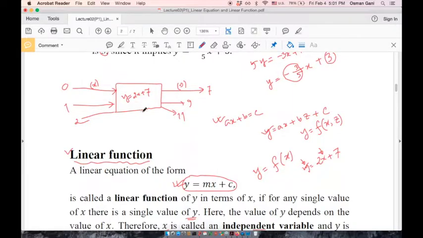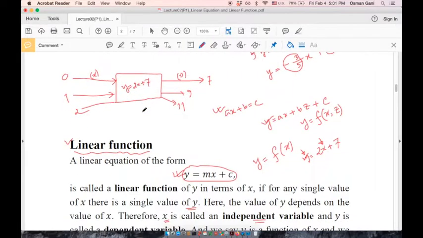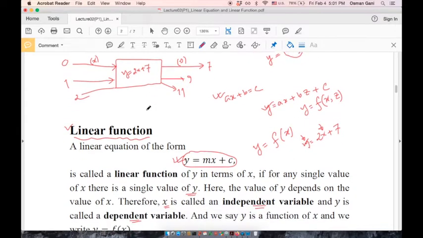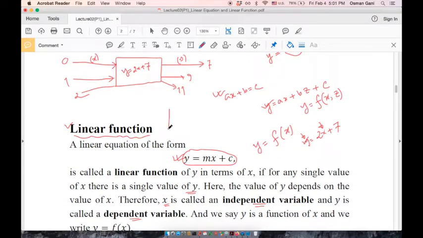You can also define a linear function like this. However, you see, if your machine is something like this, y square equal to x, then if your input is 4, then what will the output be?